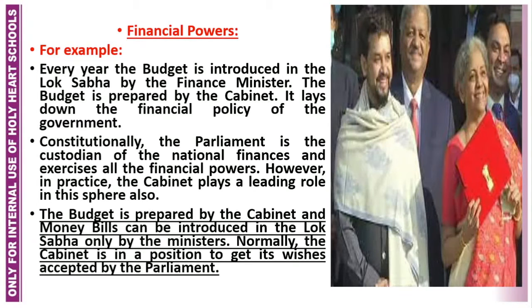So, money bill or financial bill, it is the finance of the nation which comes in this bill, and mainly the work is done behind it by the cabinet ministers. So, cabinet ministers play a very important role in the financial powers also.